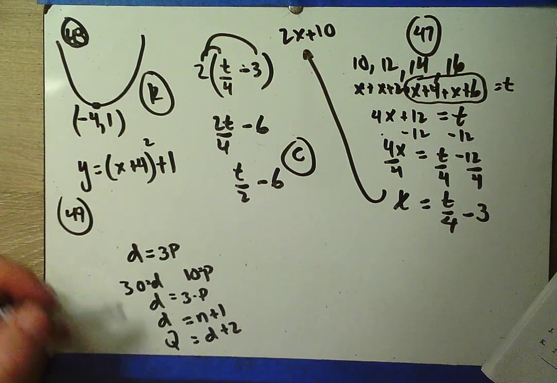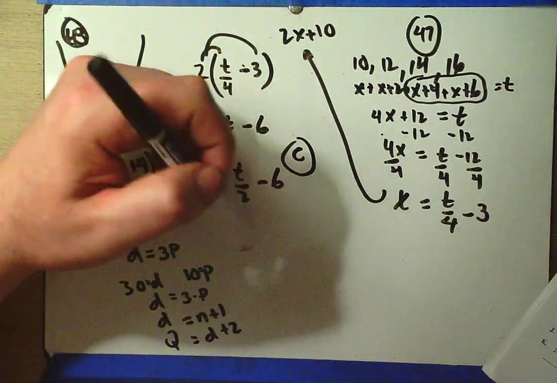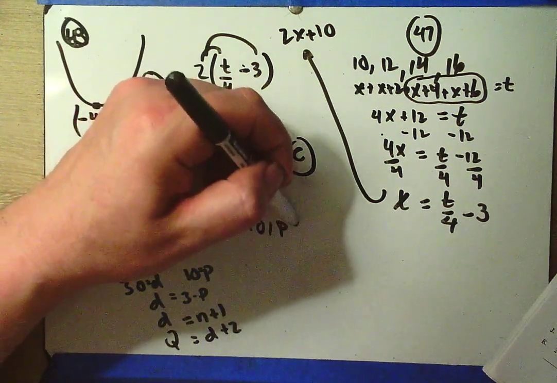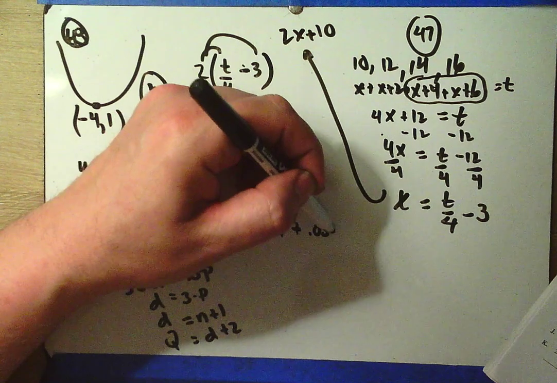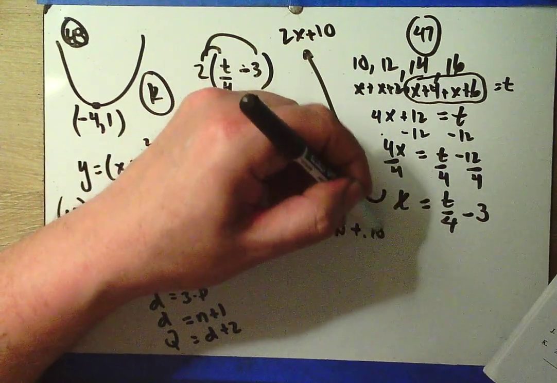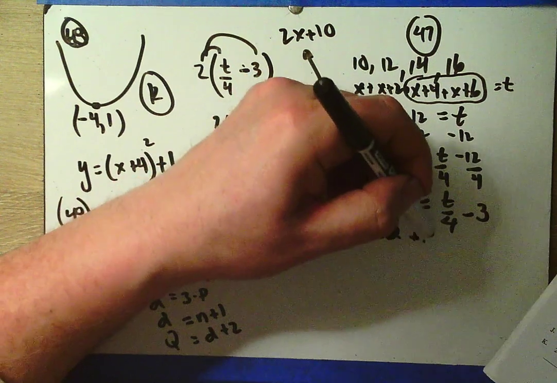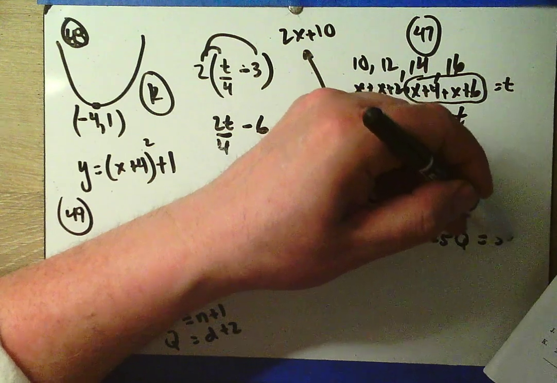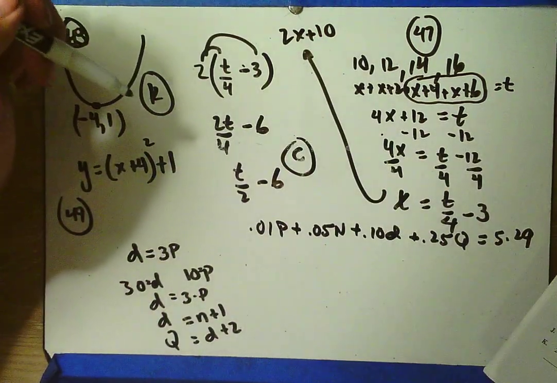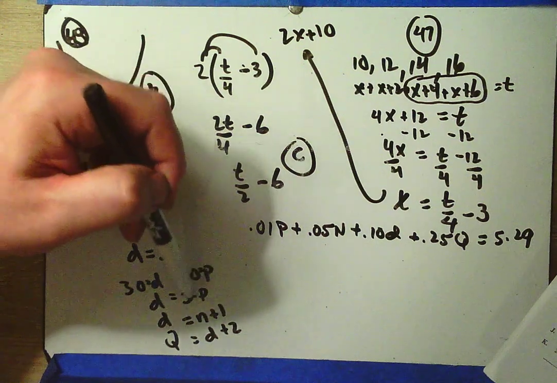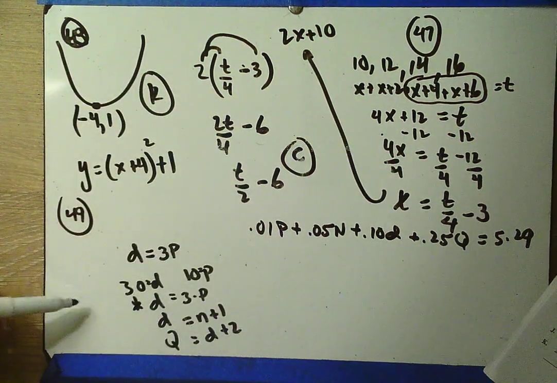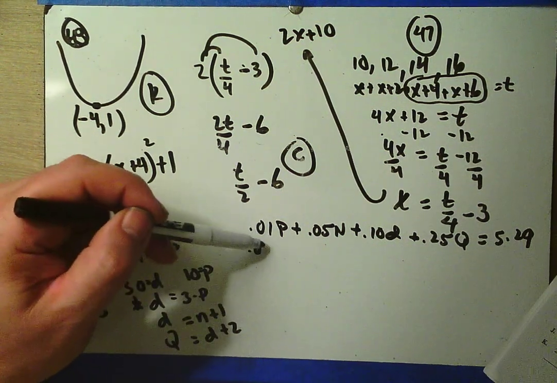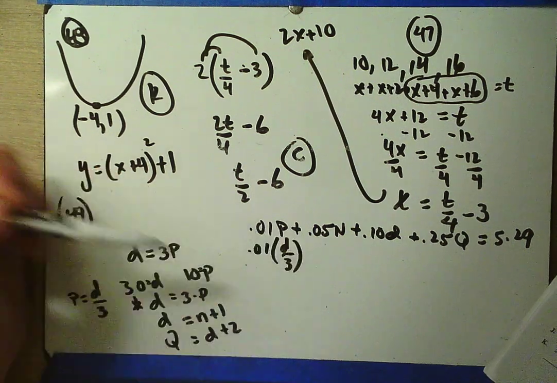Well, we've got all these coins, and each of them also has a value. Pennies have a value of 1 cent, nickels have a value of 5 cents, dimes have a value of 10 cents, and quarters have a value of 25 cents. And that total equals 529. Okay, so what do we know? We know that from this equation, P equals D over 3. So I'm going to replace this with D over 3.